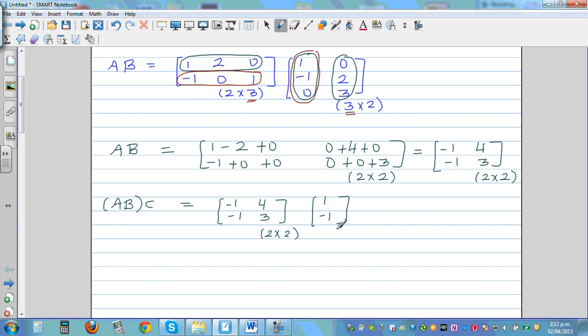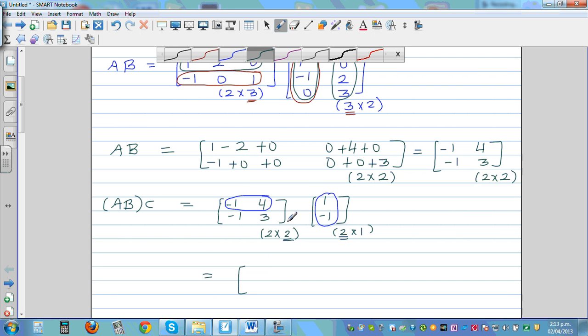This is 2 by 1. So the number of columns is equal to the number of rows, so you can multiply. Here, multiplying it, the same process. First column, first row. So let me use a color. We multiply the first column with the first row, and that would be the first entry. Negative 1 times 1 is negative 1, and 4 times negative 1 is negative 4.